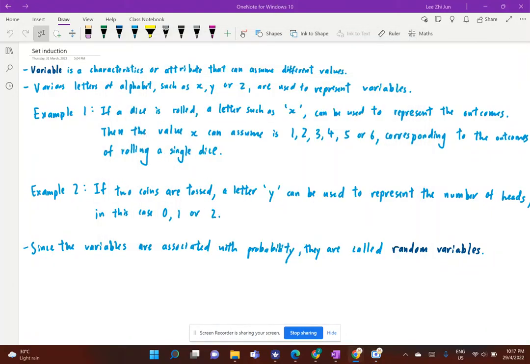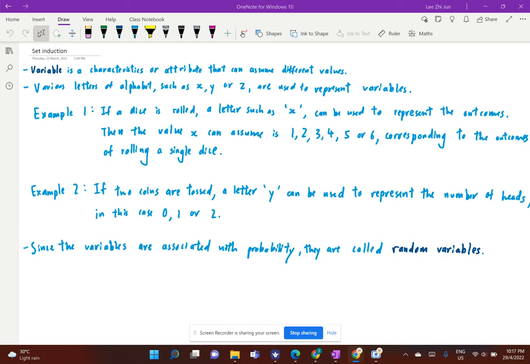Hi guys, so today I will continue with chapter 9, which is random variable. So in this video I will go through all the subtopics of chapter 9, which is 9.1 introduction to random variables, 9.2 discrete random variables, and the last subtopic 9.3 continuous random variable. So I will go through chapter 9.1 first.